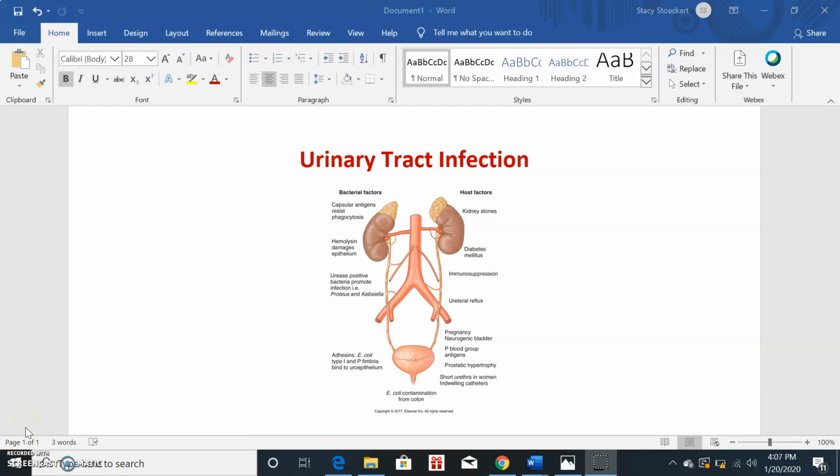Welcome to Module 13, the renal system. I want to briefly go over the functions of the renal system and then take you into our topic of discussion today, which is urinary tract infections.